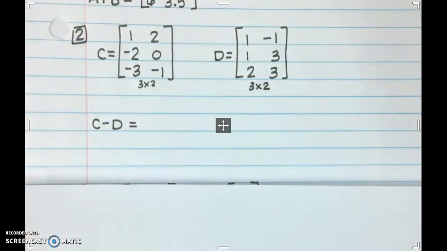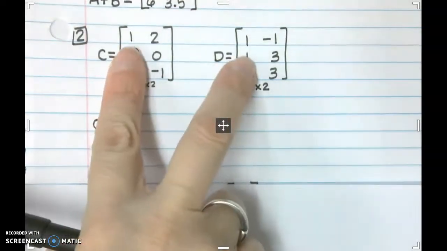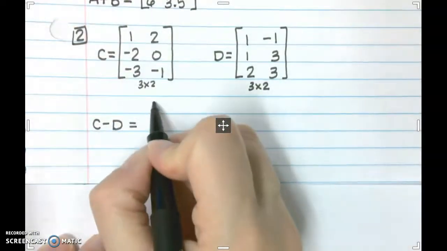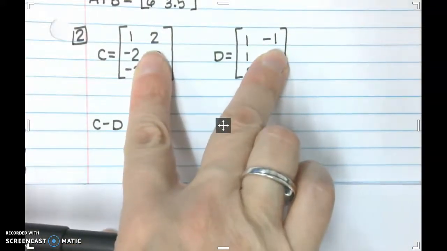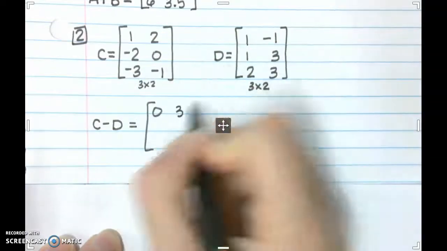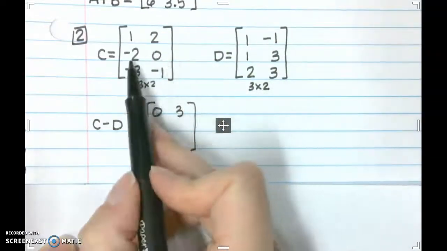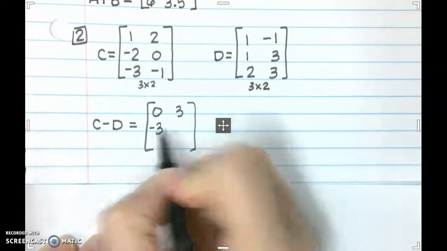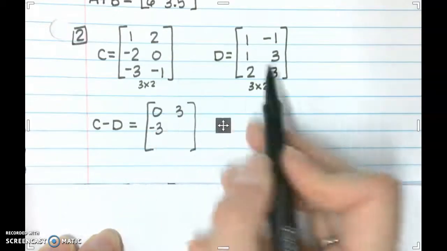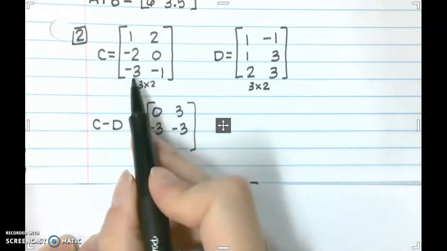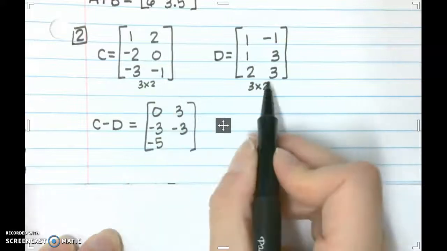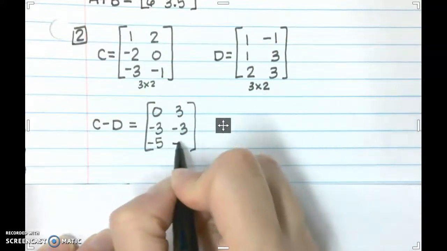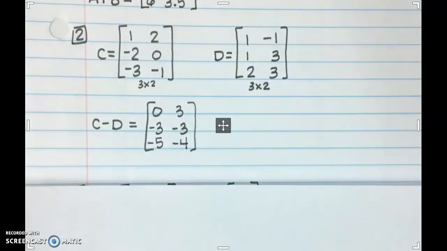Again, we're subtracting corresponding entries. 1 minus 1 gives me 0. 2 minus -1 would be the same as adding 1, gives me 3. -2 minus 1 is -3. 0 minus 3, also -3. -3 minus 2 would give me -5. And -1 minus 3 would give me -4. So we perform some addition and some subtraction.